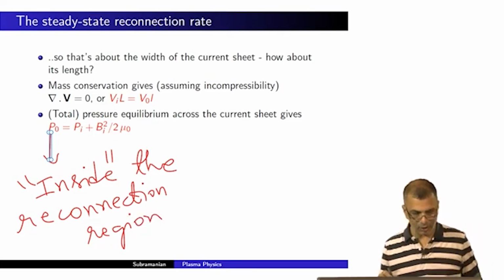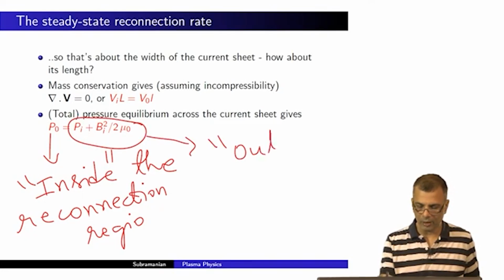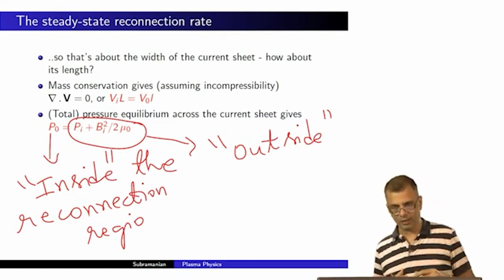and this whole thing is outside. So the pressure inside the reconnection region and the pressure outside are balanced.